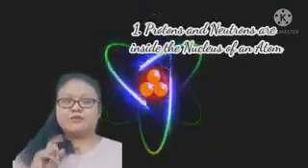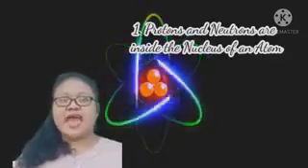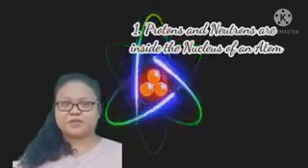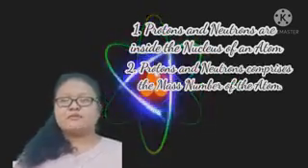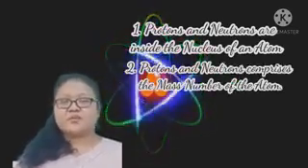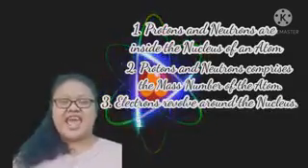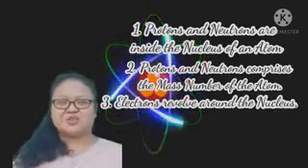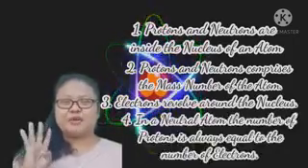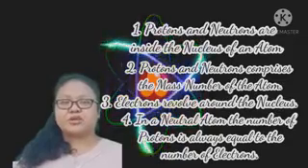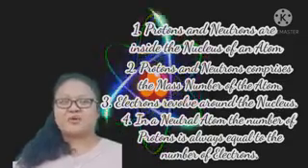In the activity, there are 4 ideas being portrayed. Number 1, protons and neutrons is located inside the nucleus of the atom. Number 2, protons and neutrons comprises the mass number of the atom. Number 3, electrons revolve around the nucleus. And number 4, in a neutral atom, the number of protons is always equal to the number of electrons.